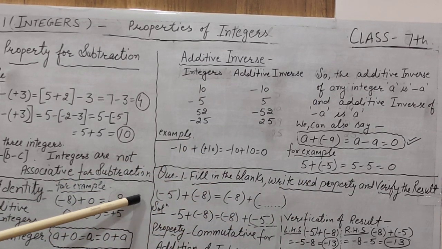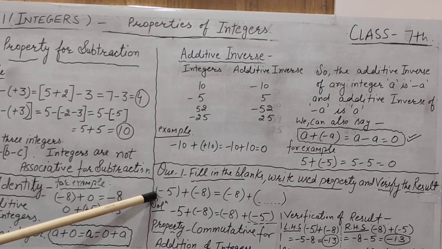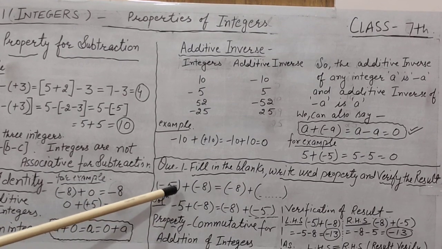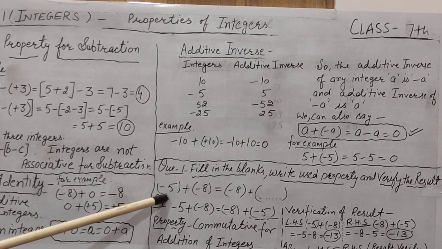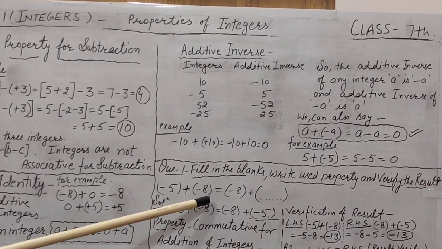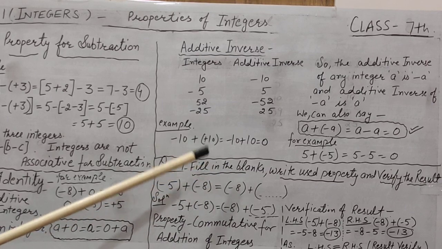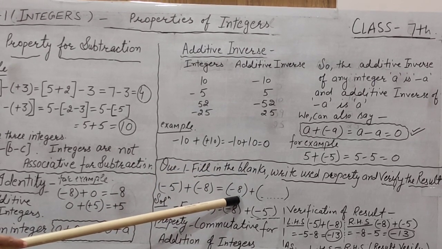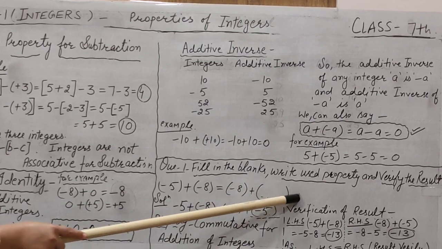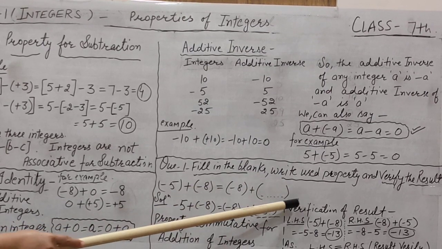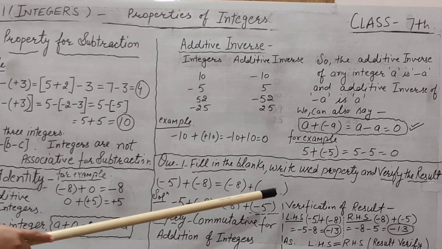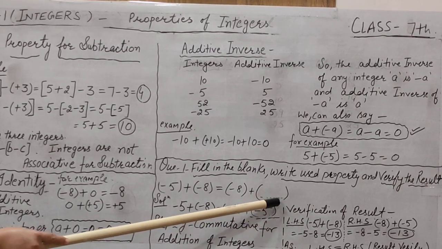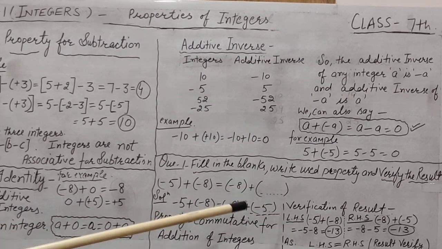Now, let us take one question. The question is minus 5 plus minus 8. We have to add these two negative integers in the left hand side. What happened in the right hand side? In the right hand side, at first position there is minus 8. You have to fill this blank. Alright, let us see the solution, how we fill it, what kind of property is used and how we verify the result, one by one.